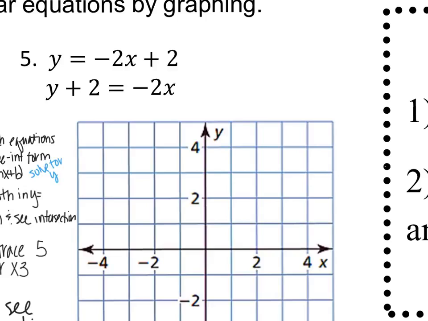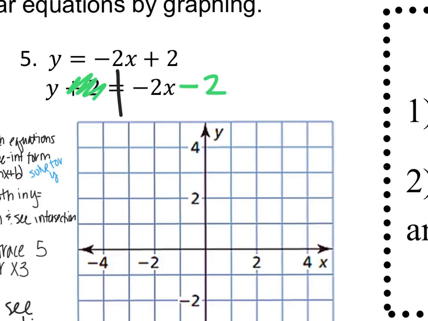Our second equation says y plus 2 equals negative 2x. So if I'm going to solve that second one for y, then I need to get y by itself, which means this plus 2 that's on the left side needs to end up on the right side, and that is going to make it a negative 2 on the right side. So now you're going to go to y equals, and you're going to graph your two equations, negative 2x plus 2 and negative 2x minus 2.